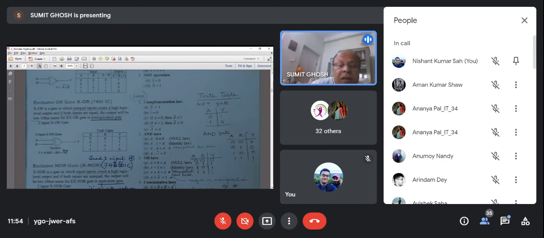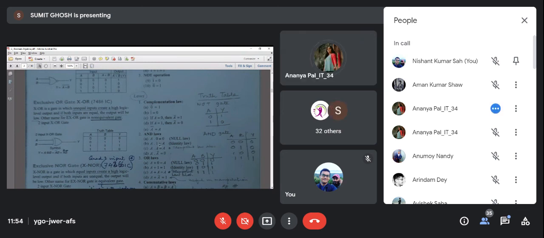A is any variable. A can be 0 or 1. If A is 0, then this is 0, this is 1. What is 0 and 0? It is 0. If A is 1, then this is 0. So 1 and 0 is what? 0. Yes or no? Yes, sir. That's called AND laws.